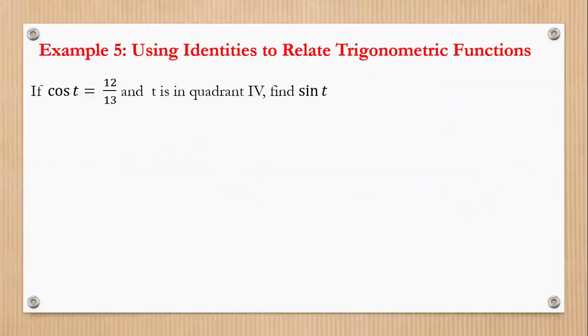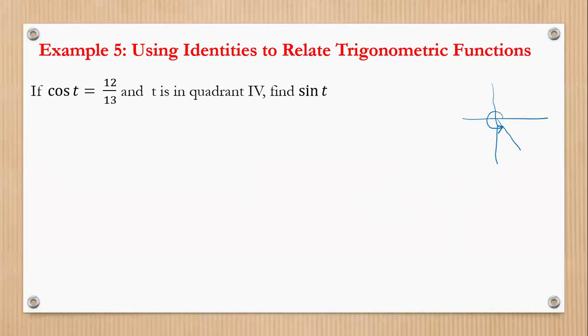Okay, next example. It says, if cosine of an angle t is 12 over 13 and t is an angle in quadrant 4, find the sine of angle t. Okay, we know that t is an angle in the fourth quadrant.